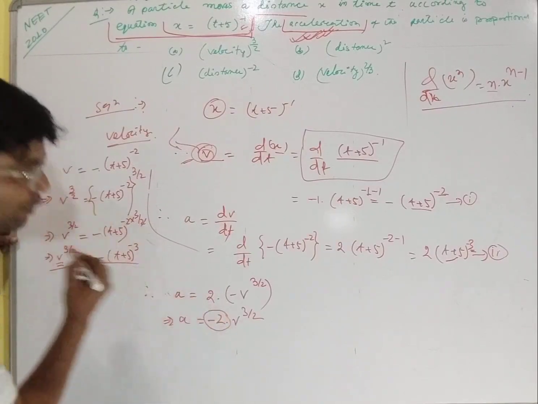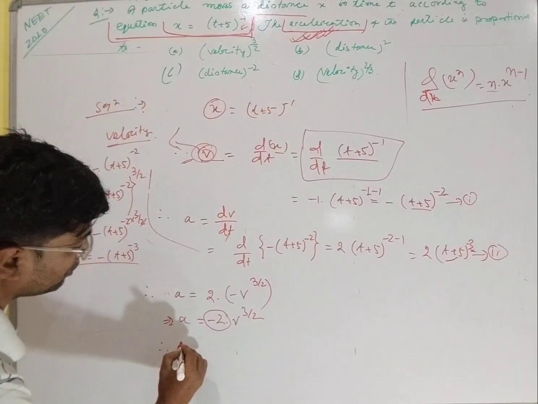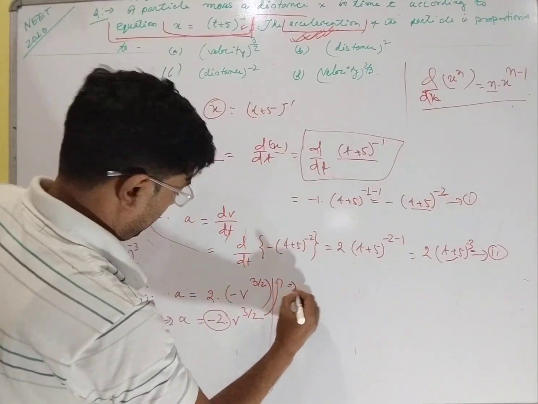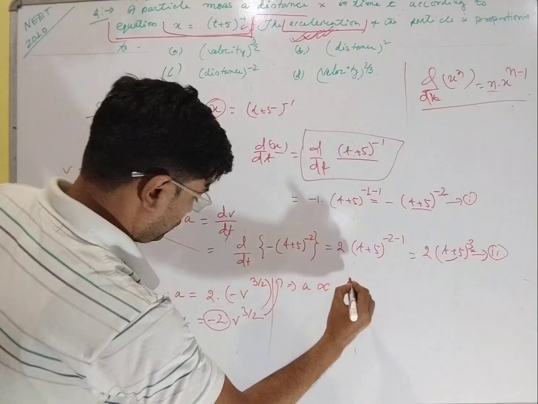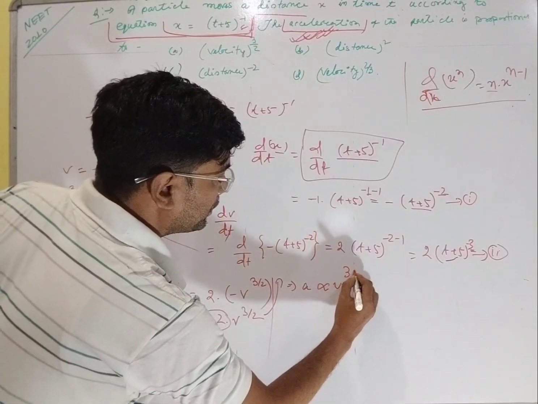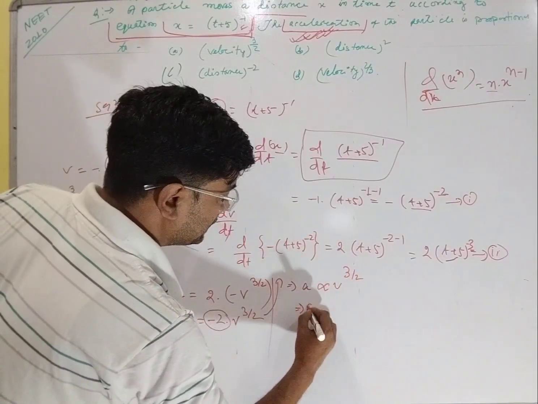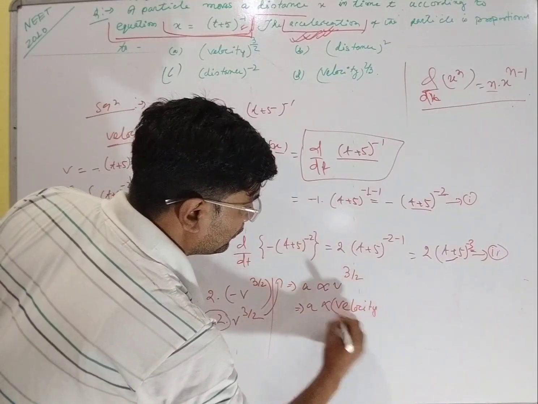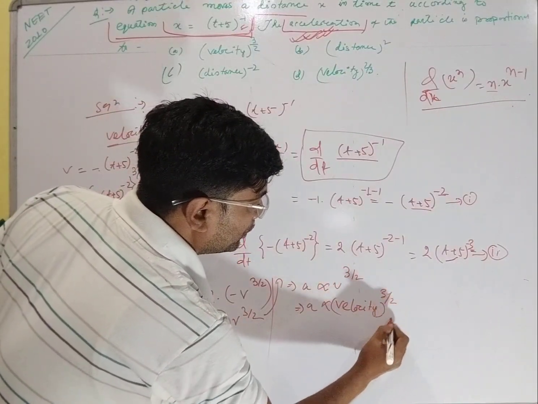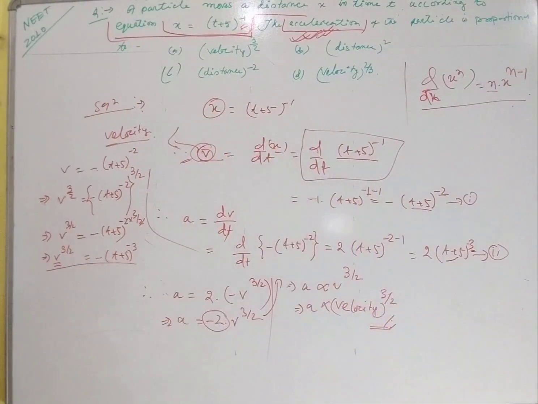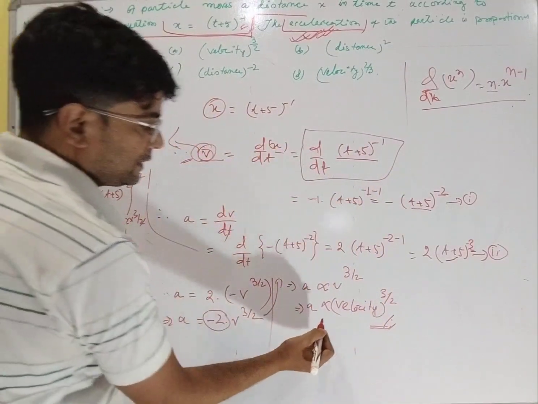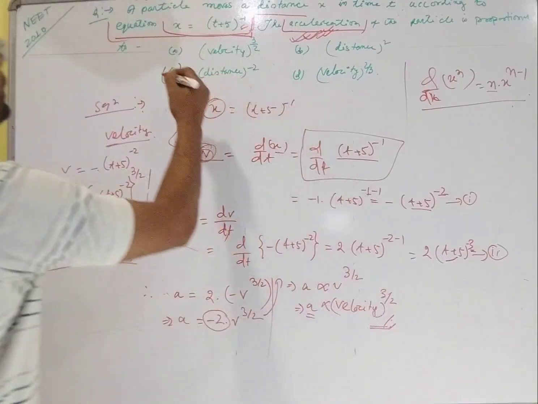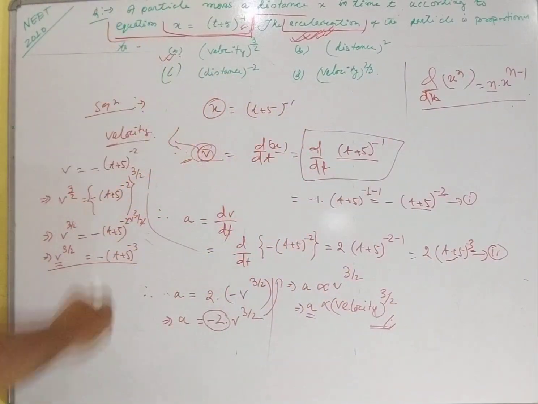As minus 2 is a constant, I can write a proportional to v to the power 3 by 2, which implies acceleration is proportional to velocity to the power 3 by 2. This is our correct option. See, the correct option is that acceleration is proportional to the velocity to the power 3 by 2.